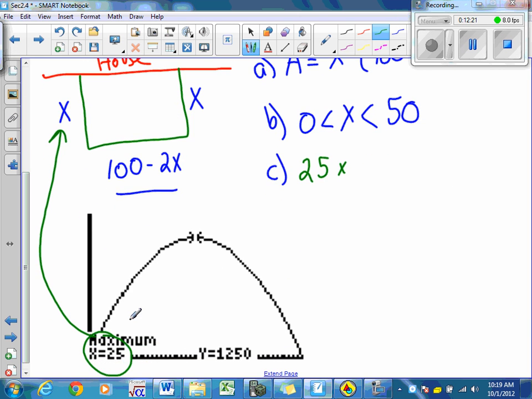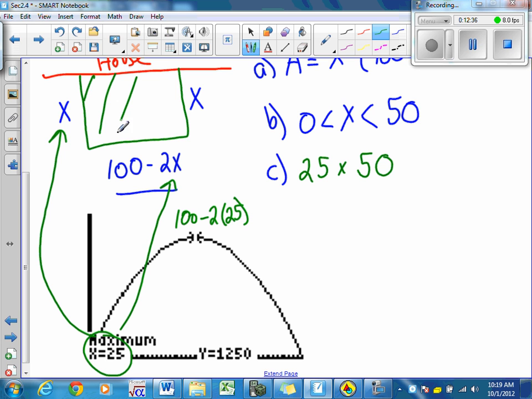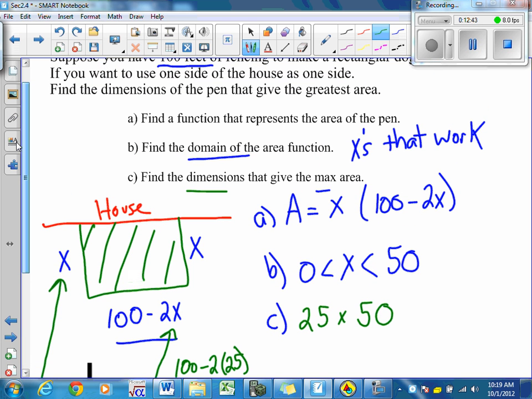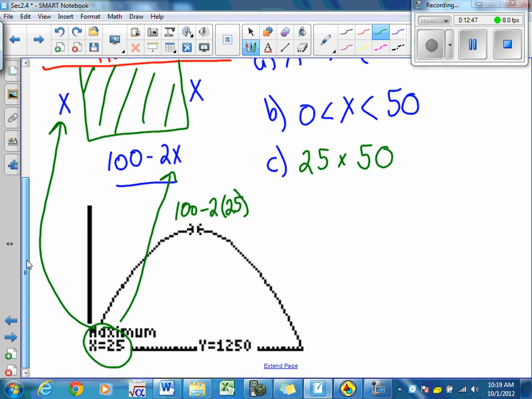Notice this problem doesn't ask me what is the maximum area. That's for the dimensions. Now if I actually wanted to find the area, that would be 1250. This answer right there. Let's see, what's our units? We're in feet, so this is in feet squared. So when you do this maximum on the calculator, it gives you two things: the maximum x, but then also your maximum area, or the maximum thing you're trying to find.